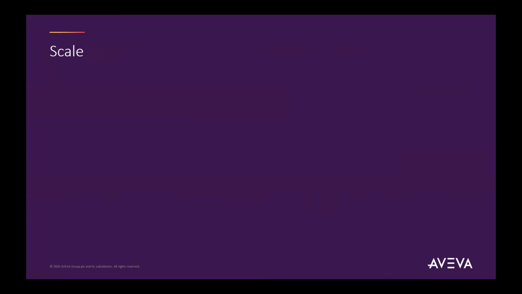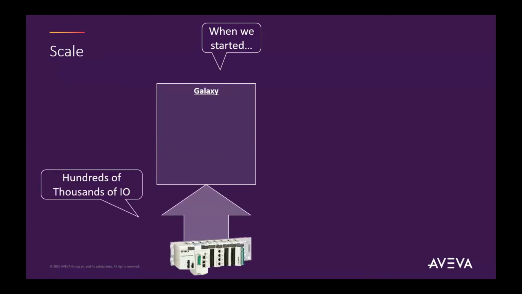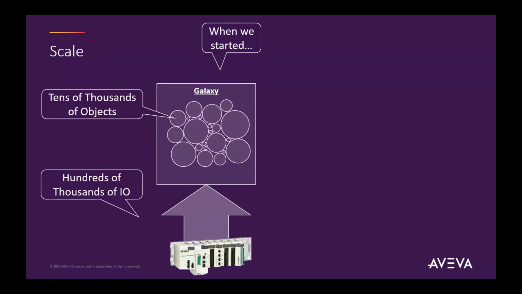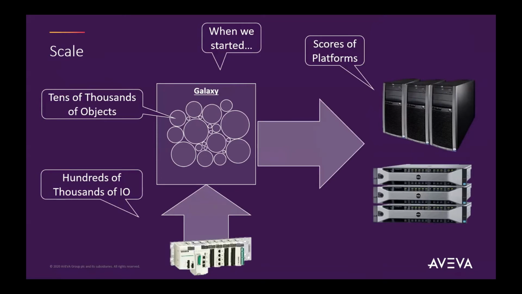Now, when we started with System Platform almost 2 decades ago now, we built it right from the start to be a scalable, big solution. Right from the beginning, we were talking about hundreds and thousands of I/O. We were talking about tens of thousands of objects in the galaxy. We were talking about scores of platforms all over the place, and architectural freedom was one of the things that we told everyone we could do very well. The thing is, it worked extremely well. System Platform is extremely popular, and it works very, very well.